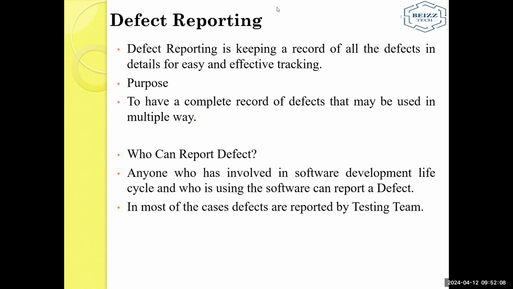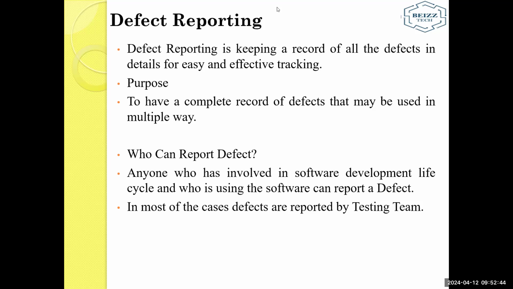Now what is defect reporting? Once you identify the defect, you need to prepare your report, right? So defect reporting is keeping a record of all the defects in detail for easy and effective tracking. Correct? So we need to track the defect properly, and for that reason we should have a certain record. The main purpose is what? Absolutely, we can have a complete record of defects that may be used in multiple ways. So defect reporting is a very important step where again the tester is responsible for maintaining a defect report.